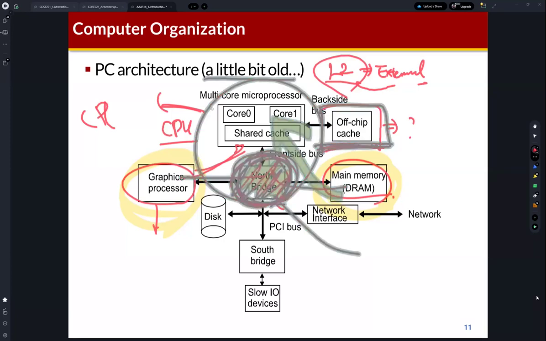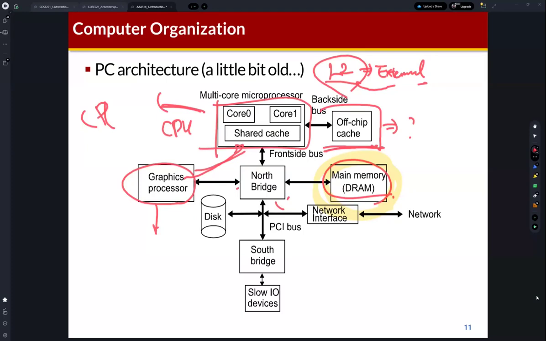So in the old CPU, the CPU just included the core and shared cache, and the cache was outside of the CPU. Then the CPU was connected to the North Bridge, and the North Bridge controlled the data movement between DRAM and the GPU, and also managed the data movement between the CPU and some other parts. But in the current, modern system, this part is included in a single CPU chip.